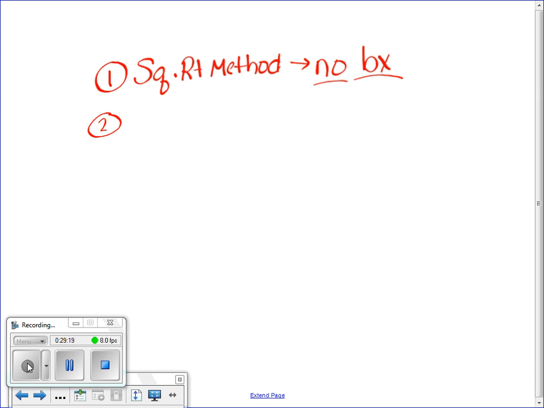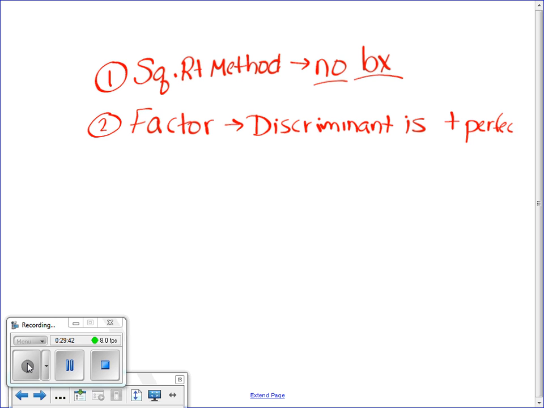All right, what's probably the next thing you want to look for? Ones that will factor, because not everything factors. All right, so next I would look for ones that factor. How do you know which ones factor? The discriminant. Discriminant is a positive perfect square.